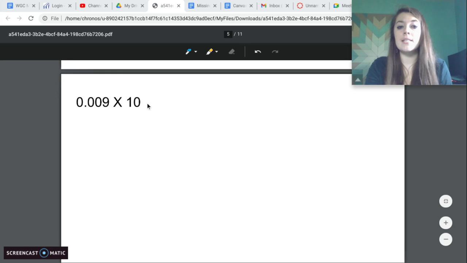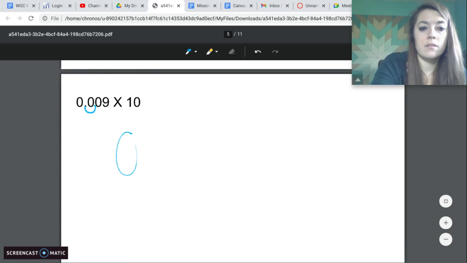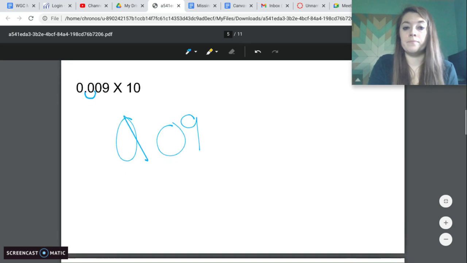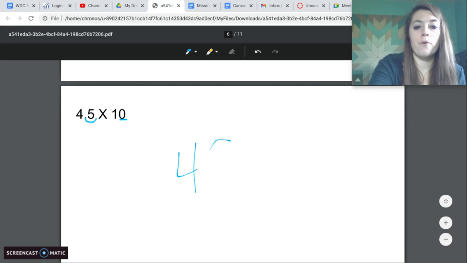We have 0.009, so 9 thousandths times 10. Well, we're multiplying by 10, which means we're moving the decimal place 1 spot. So we're going to go 1 spot over. So our answer is 0.09, because we moved our decimal over. That's our answer. All right, for the next one, we have 4.5 times 10. Once again, we have 1 zero, we have 10. So we move the decimal place over 1. So we have 45.